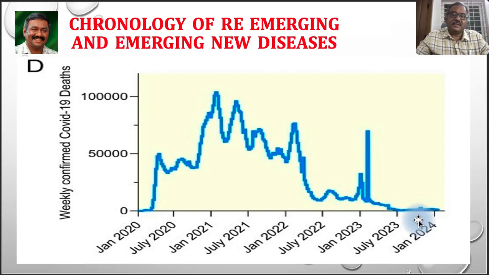So the peak of deaths, more than 1 lakh deaths per week, was happening in January. The peak started in January 2020. After that, more than 1 lakh deaths per week were happening in January 2021 and in almost April-May 2021, and again it peaked between April-May in 2022, and there was again a peak of nearly 75,000 deaths per week in February-March 2023. So that means there were lots of deaths because of COVID-19.